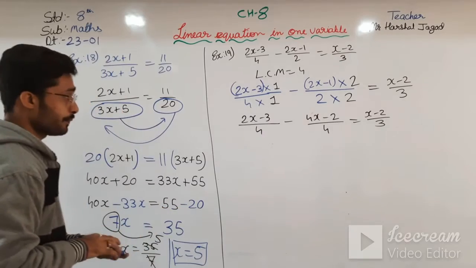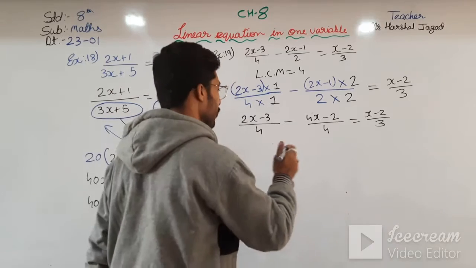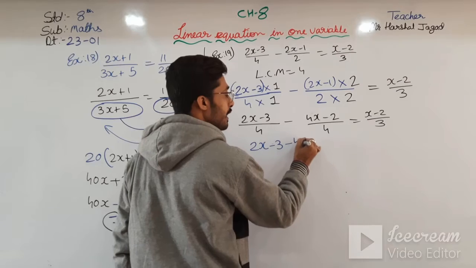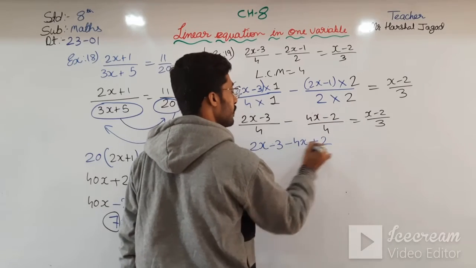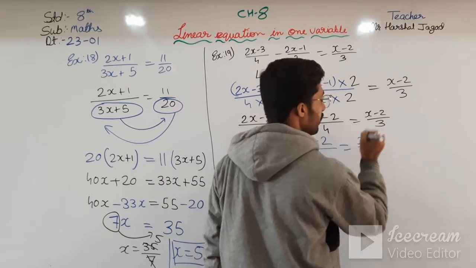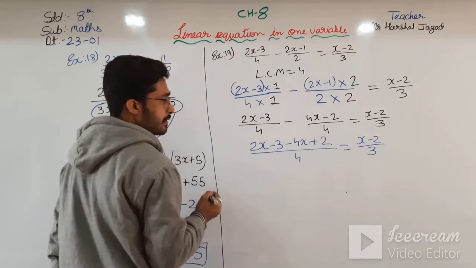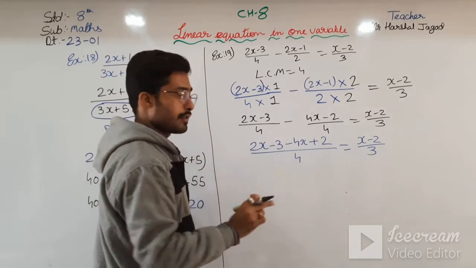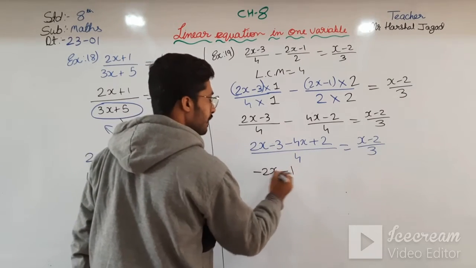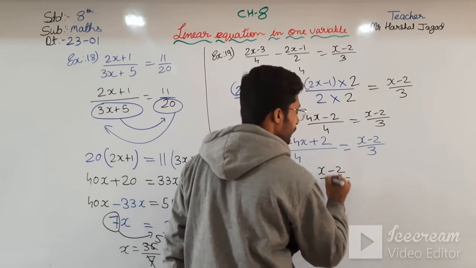Okay students, now we know that both the denominators are same, and here it is a subtraction sign. Then what we do? 2x minus 3 plus minus minus 4x minus minus plus 2 upon 4 is equal to x minus 2 upon 3. Okay, now if I take this over this side, that is minus plus minus, so 4 minus 2, it is minus 2x, then minus 1 upon 4 is equal to x minus 2 upon 3.